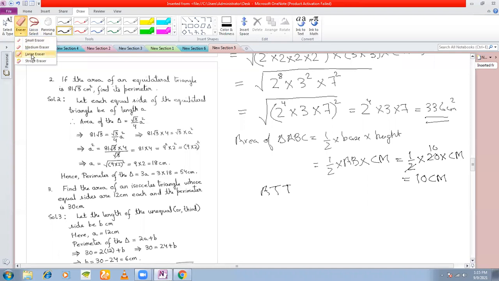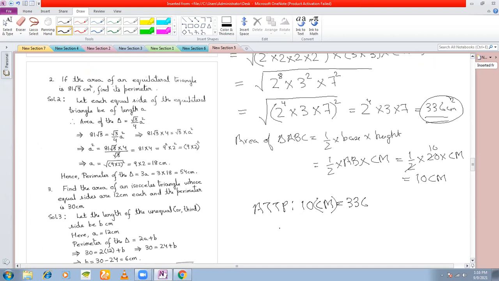So 10 into CM is the area of the triangle, but we have found out the area of the triangle to be 336. So according to the problem, 10 into CM is equal to 336. You can put it in brackets here so that it does not look like a centimeter. CM is equal to 336 divided by 10. Sir, so what is it? 33.6. Yes, so 33.6 is the length of the altitude to the shortest side. Clear? I'll stop here then.